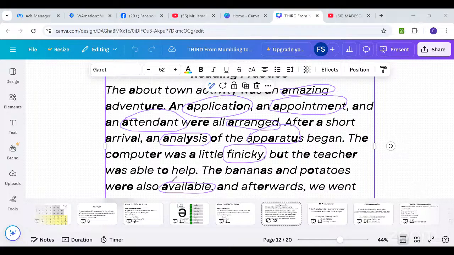The about town activity was an amazing adventure. An application, an appointment, and an attendance were all arranged. After a short arrival, an analysis of the apparatus began. The computer was a little finicky, but the teacher was able to help. The bananas and potatoes were also available, and afterwards we went. That's better. Thank you. You're welcome. So today we'll be learning about silent letters.